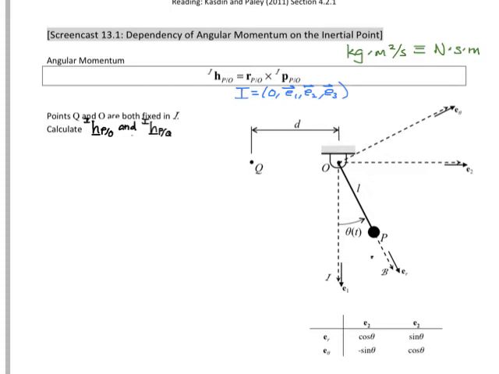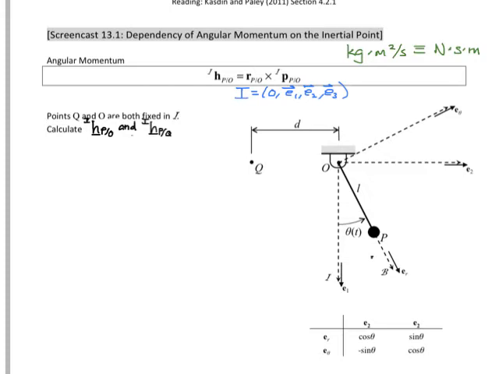Now let's get some practice calculating the angular momentum with respect to a couple of points, and we'll do that using our simple pendulum model. First, let's find the angular momentum of P with respect to point O, and then we'll find the angular momentum of point P with respect to Q, and we'll do this observed completely in the inertial reference frame.